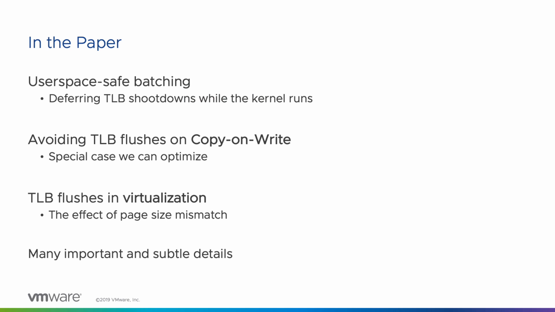In the paper, you will find an additional optimization, user space safe batching, which defers all TLB shootdowns while the kernel runs. You will also find an optimization that avoids TLB flushes on copy and write, and some interesting effects of page size mismatch on TLB flushes in virtual machines. I also skipped many important and subtle details in this talk.